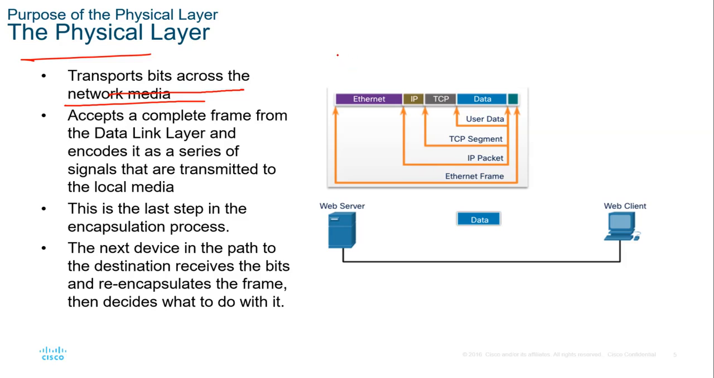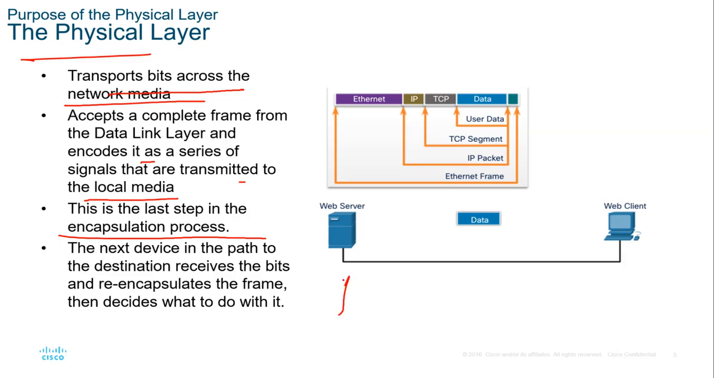The physical layer transports bits across network media. It accepts a complete frame from the data link layer and encodes it as a series of signals that are transmitted to the local media. So this is the last step in the encapsulation process.